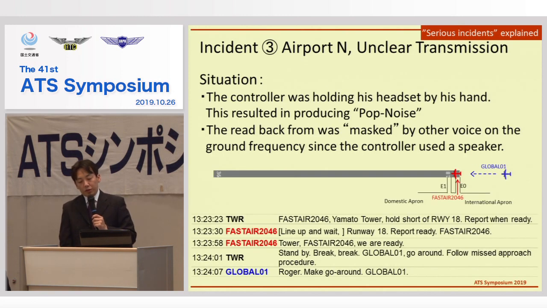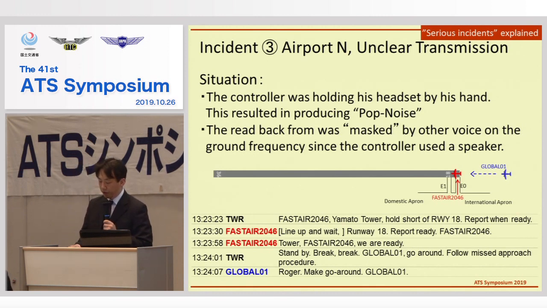The next incident was partly influenced by the environment. The controller was holding his headset by hand, and this resulted in some pop noise when he transmitted his instruction. The pilot made a readback, but this readback on tower frequency was masked by the voice on the ground frequency, since the controller was listening to it from the speaker instead of his headset.